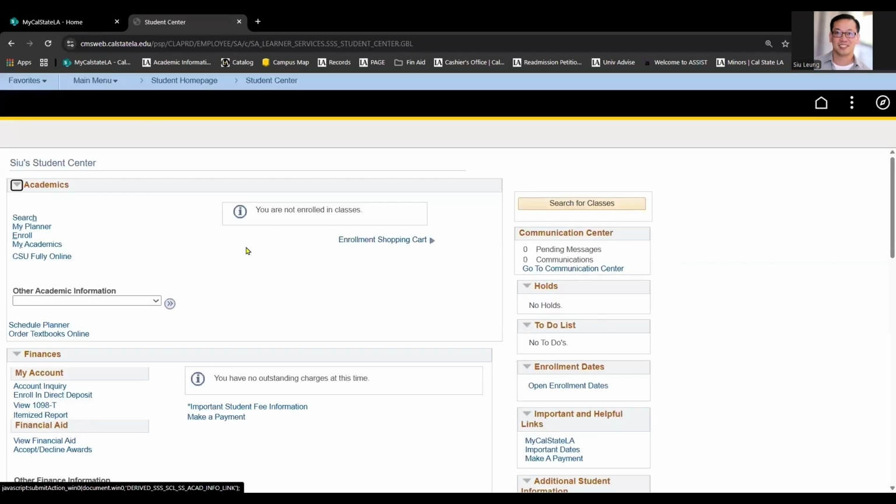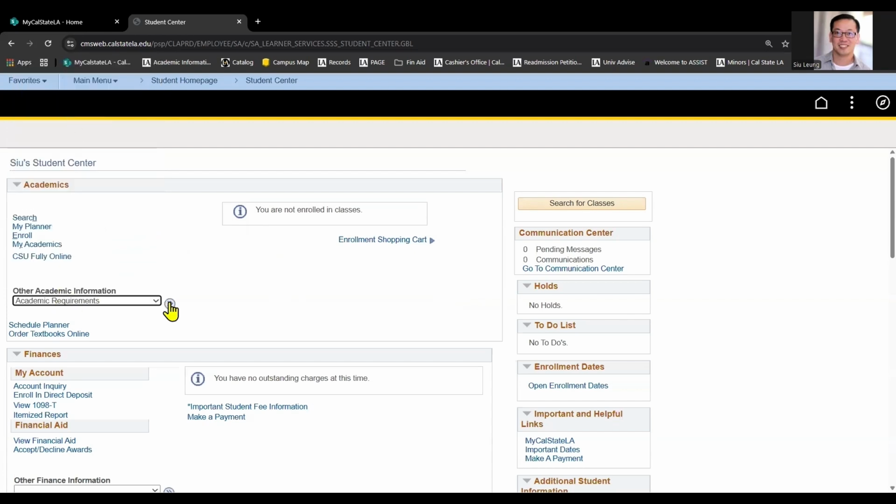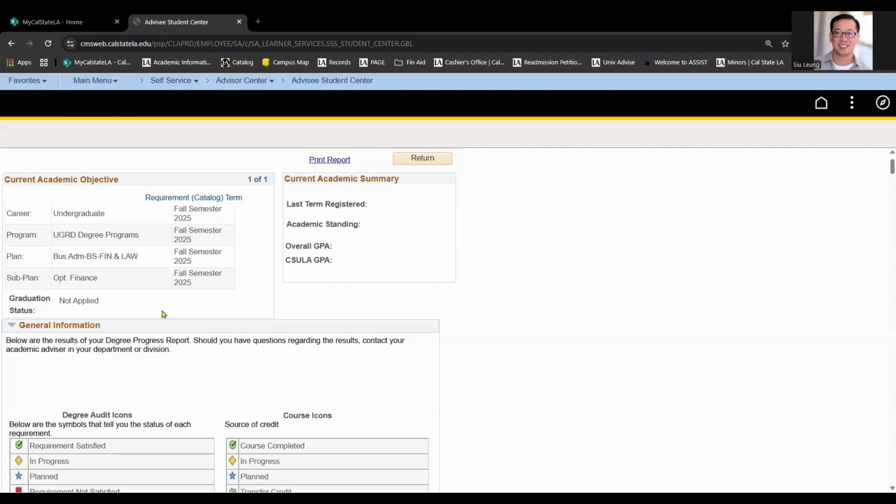Your Student Center is going to look something like this. Basically, you'll see your classes here. You should all be familiar with your Student Center. To access the Campus Academic Advisement Report, under Academics, go down to the drop-down menu, click on that, and look for the academic requirements. This is what you want to run. Select that, and click on that little go icon. Now it's going to take you here, and this is your CAAR, basically.